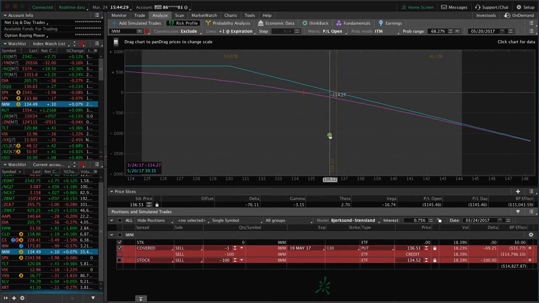And over time, you're going to be more successful with that higher probability than just simply buying or selling stock outright. So I hope that was helpful.